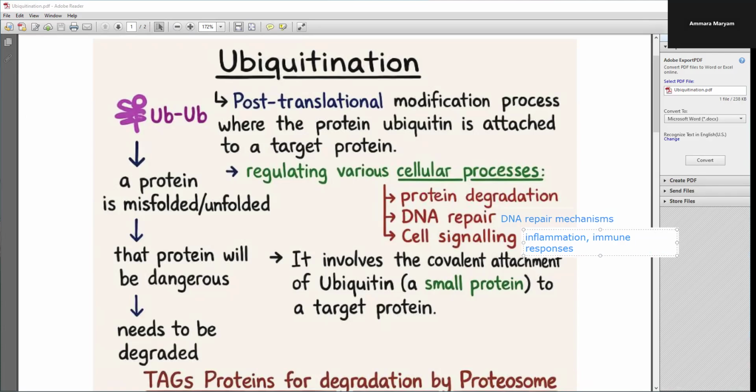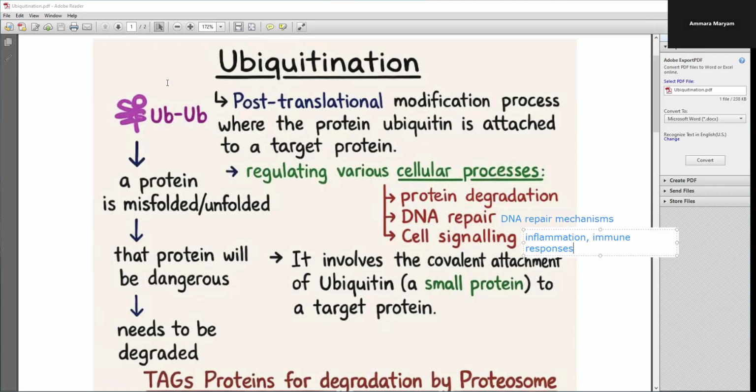Now it is also involved in endocytosis. For example, if we simply tag a target protein with a single molecule of ubiquitin, that is monoubiquitination. It can trigger the internalization of proteins and receptors of the cell membrane. That process is basically endocytosis. Similarly, ubiquitination can also modify the histone proteins. So these are the various cellular processes, and ubiquitination is very crucial for them.